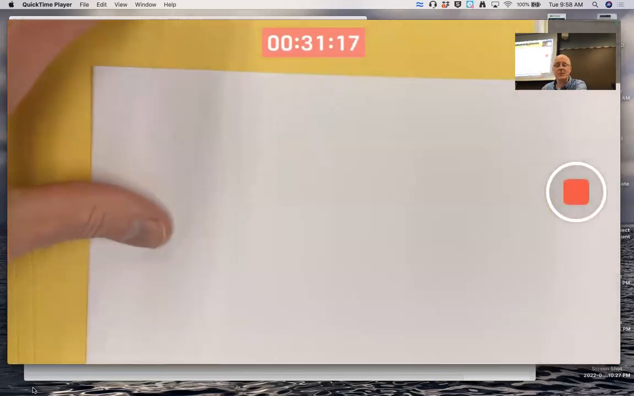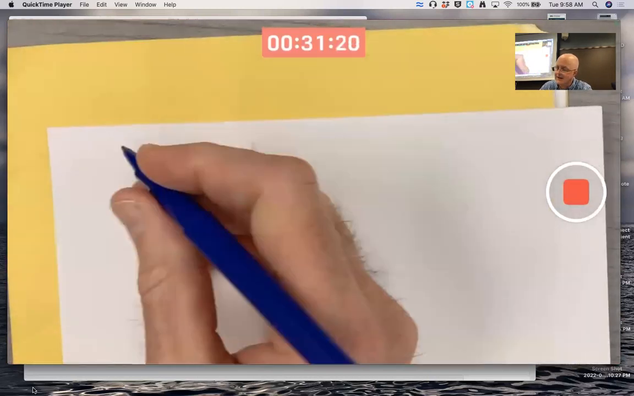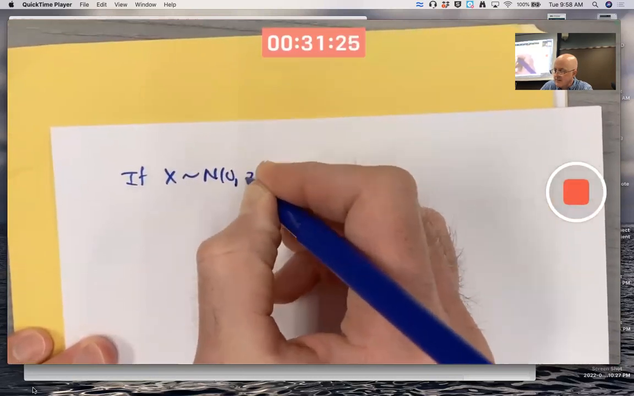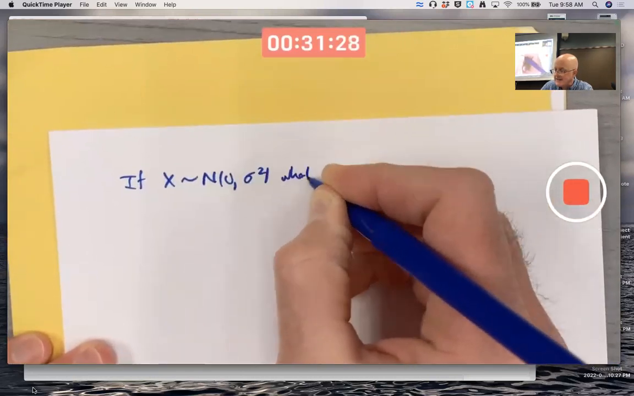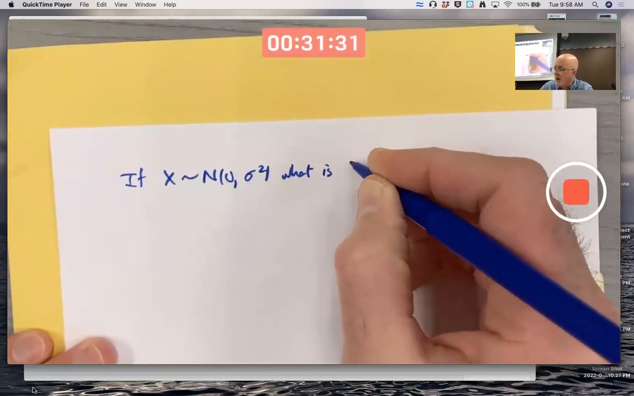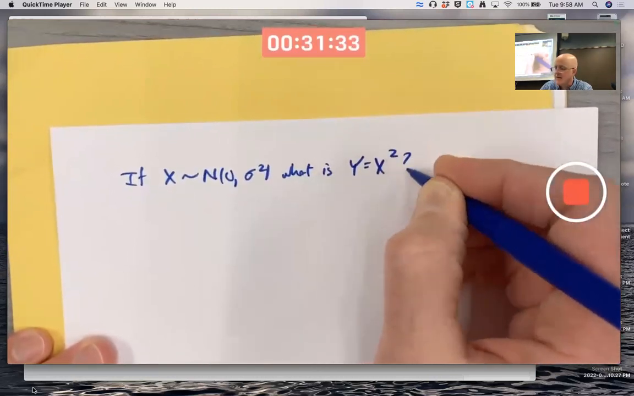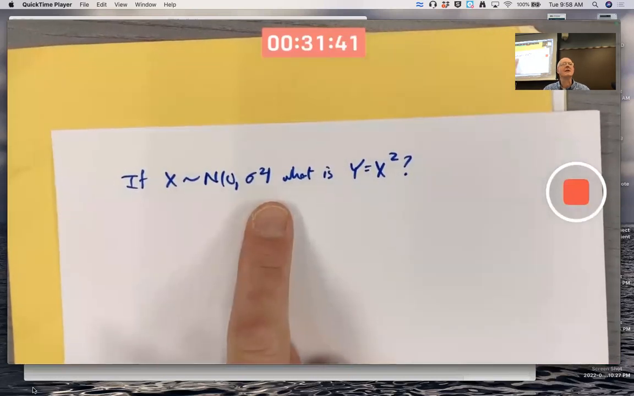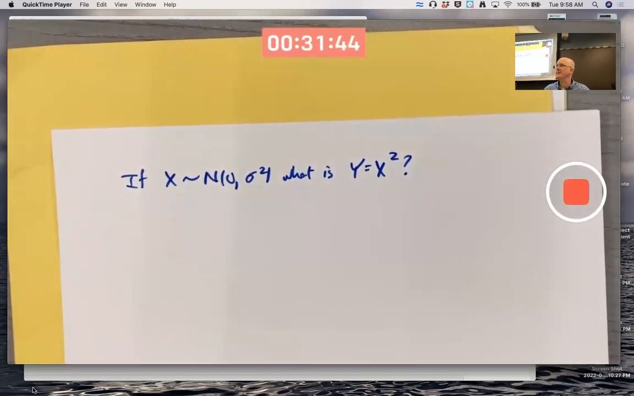We've done something very similar to this before, though. If X is normal 0, sigma squared, what is, I'll call it Y equals X squared? In other words, what's its distribution? We've done this before in the case when sigma squared is 1. We've squared standard normal random variables before, Z squared. I think we did it even in a couple different class periods and found that it was chi squared with 1 degree of freedom.